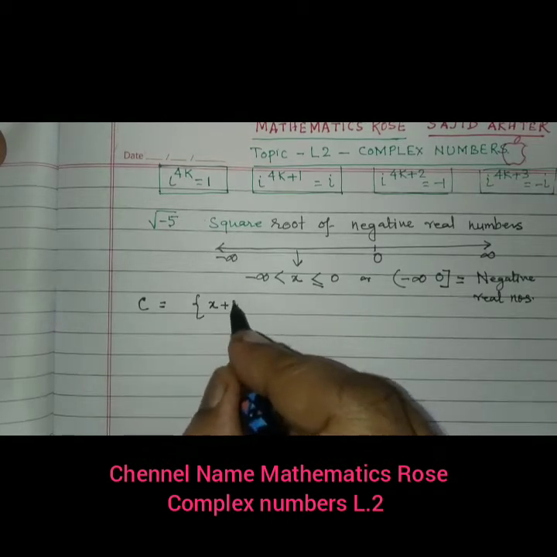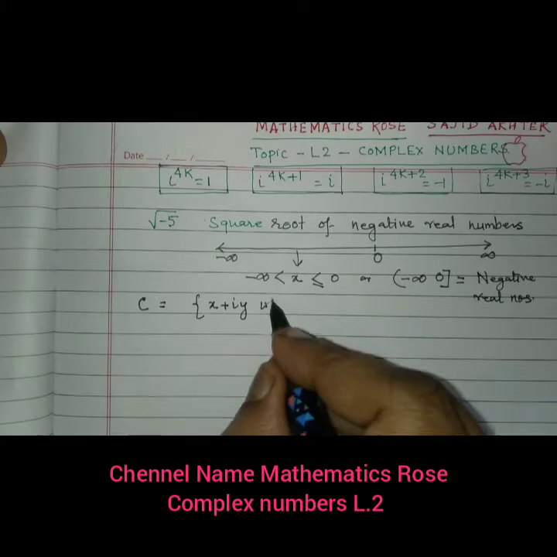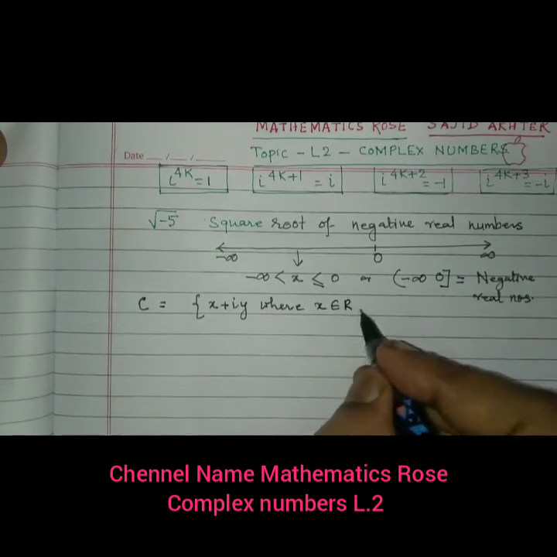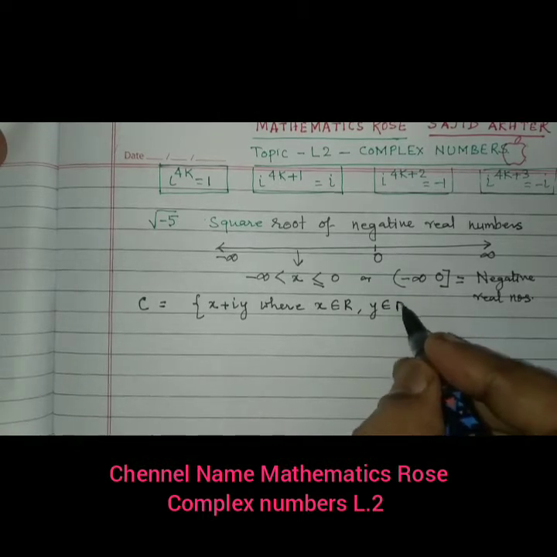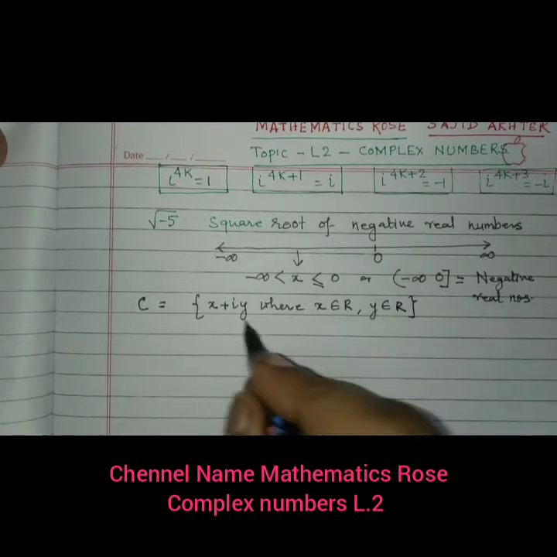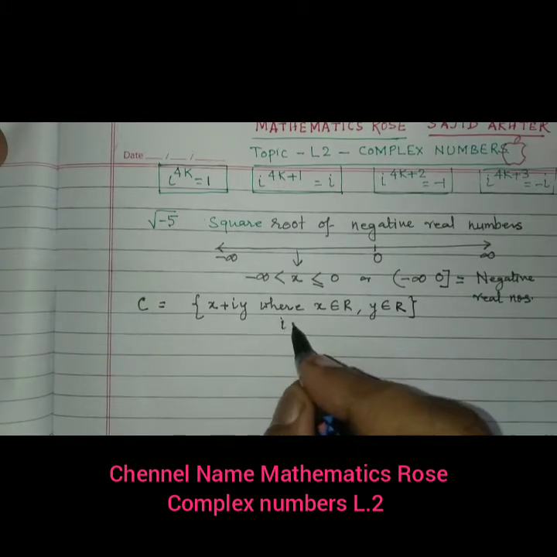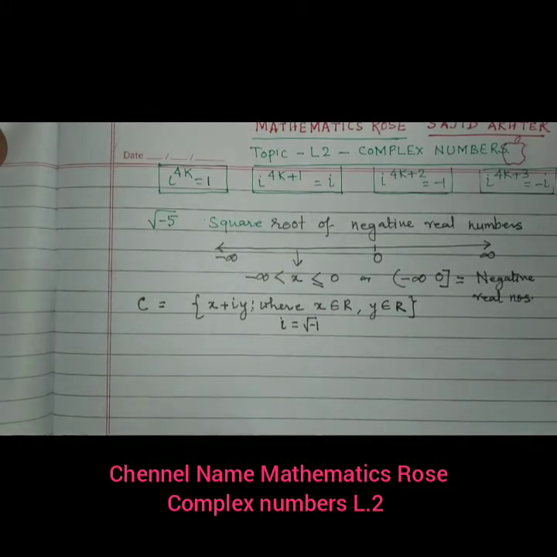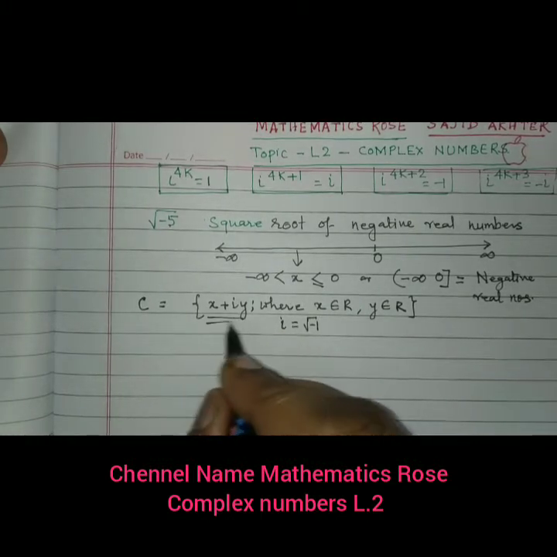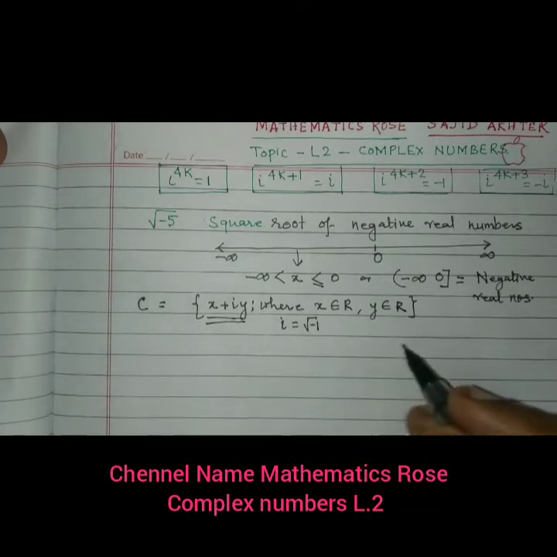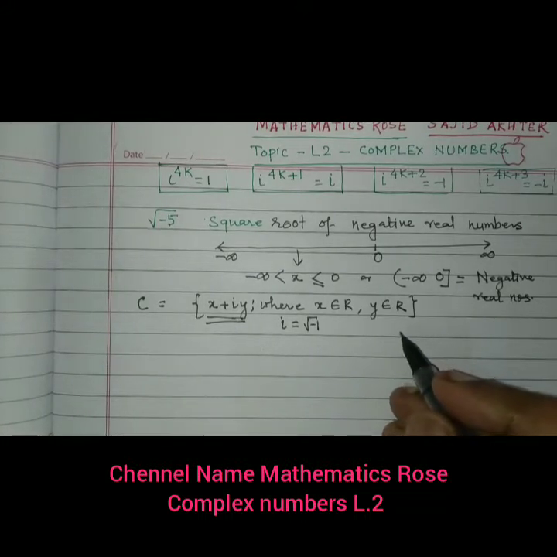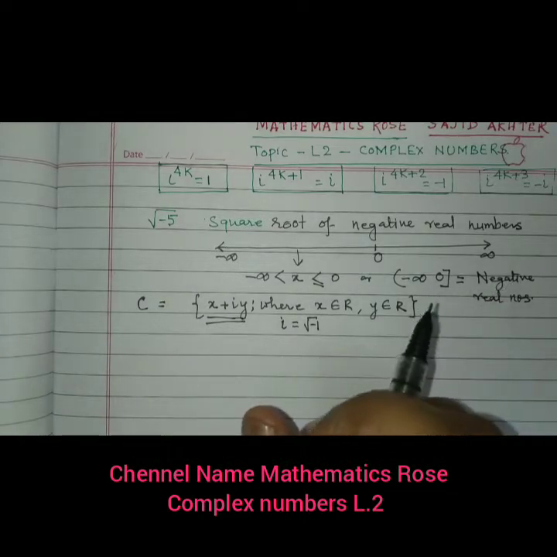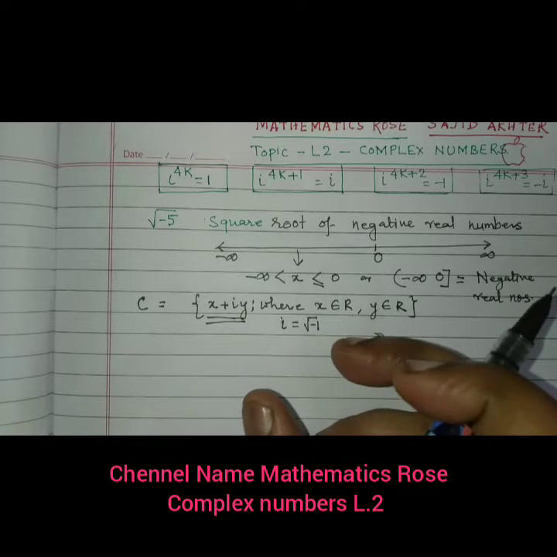x plus iy, where x belongs to the real numbers, as well as y also belongs to the real numbers, and i is equal to iota is equal to root under minus 1. So this is the form. Any number which can take this form is known as a complex number. So a complex number is the combination, just the addition, of a real number and an imaginary number.